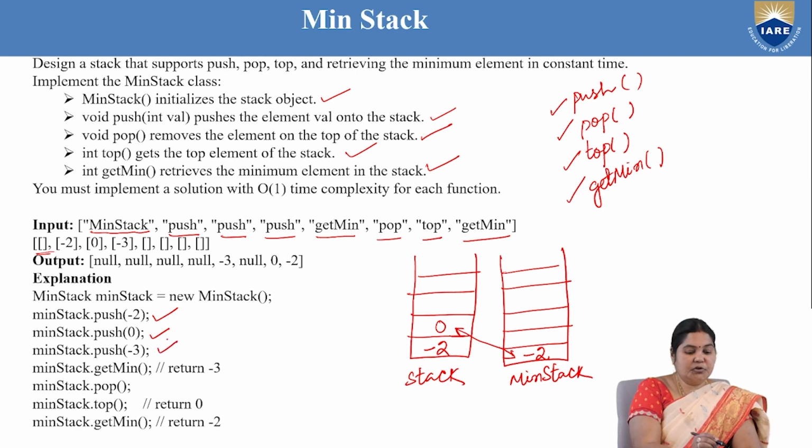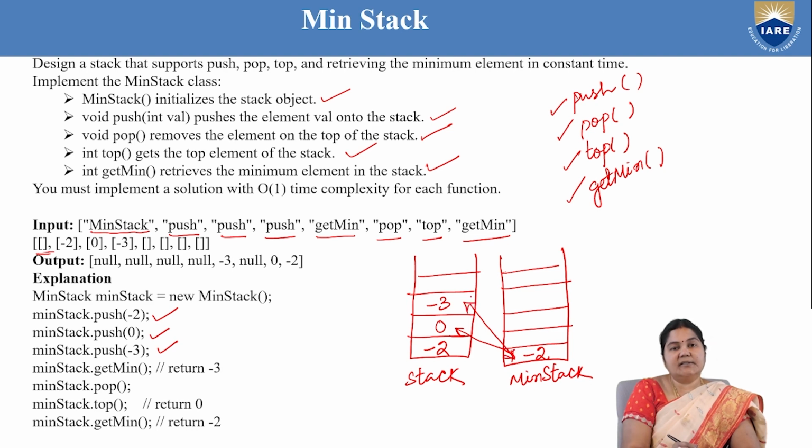Next is push -3. So, let me push it onto the stack. Now, -3 is pushed onto the stack. Now, again, I will compare the new element -3 with the mean stack element. You can see that the incoming element -3 is smaller than your -2. That's why at the top of the mean stack, I will also push -3, because it indicates always that the mean stack contains the minimum element. Right?